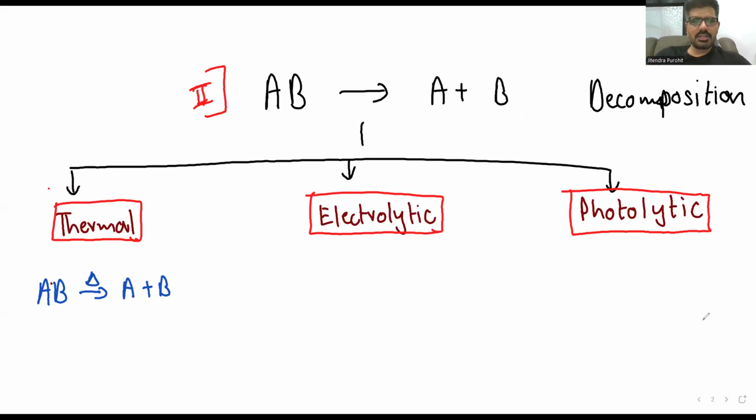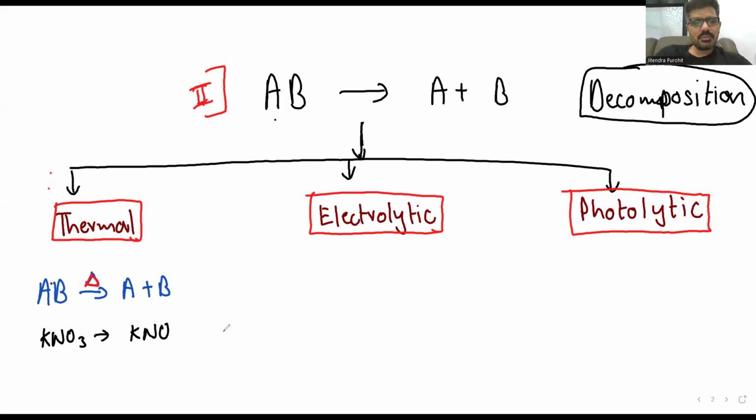So first was combination. Now in decomposition, can you see one reactant and many products are there? So when reactant is one, products are many, we call it as decomposition. And in decomposition also, beta, if I bring about decomposition by heating, what sign we show for heat? Triangle. So we call it thermal decomposition. Suppose I'm taking potassium nitrate, if I heat it, I get KNO2 plus O2.